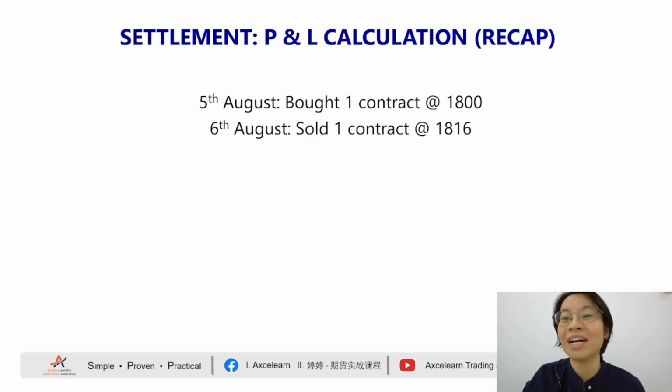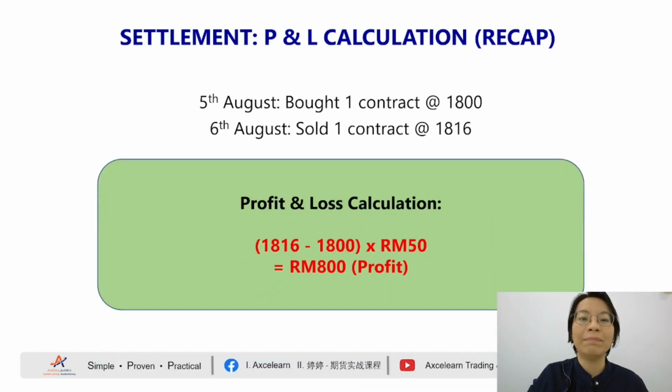I believe you should be able to answer this question, especially those who are already long in the futures market. Very simple. I take my selling contract price, which is 1,816, minus 1,800, times 50 ringgit Malaysia, because for FKLI, each point is equivalent to 50 ringgit Malaysia. So technically, you're going to have 800 ringgit of profit. Still remember, we take the selling price minus the opening price, which is the buying price, times 50 ringgit Malaysia.